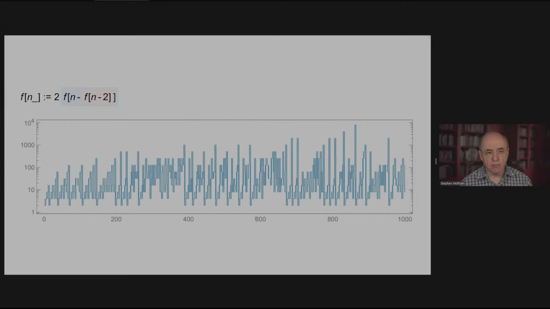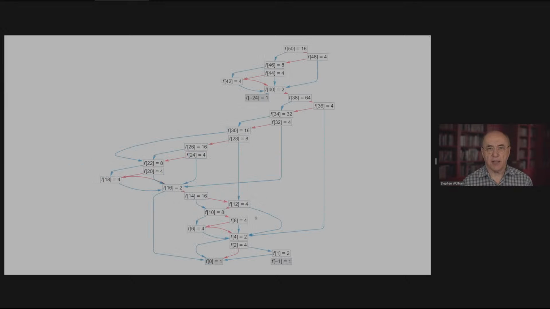I just want to look at this for a second. Look at how simple that function is: 2 times f of n minus f of n minus 2. And look at how complicated its behavior appears. This is like the quintessential kind of thing for the computational universe. Anyway, the evaluation graph for f of 50 in this case looks like this. And something immediately notable is that in addition to looking back to the values f of 0 and f of minus 1, it also looks back to f of minus 24.